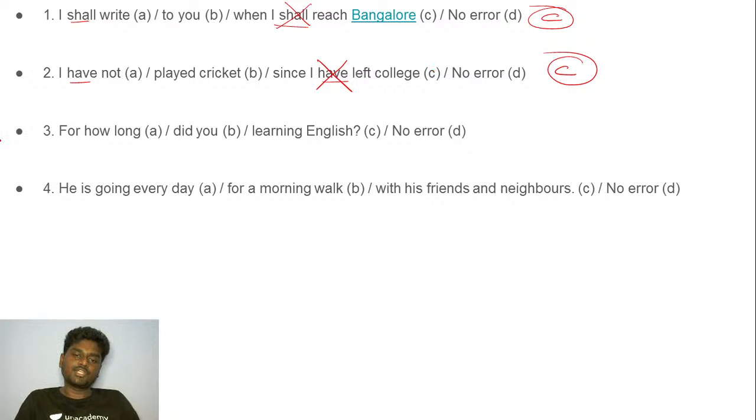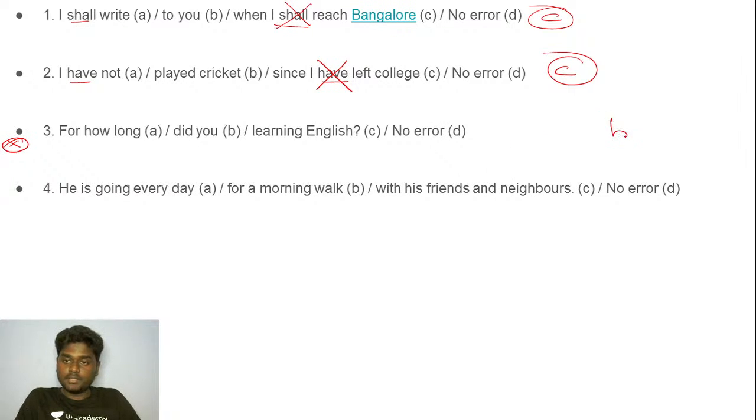For how long did you learn English? Is that the right way? This is one crucial part. This is one crucial way. Listen very carefully. A lot of people will be making a mistake here. They'll straightaway go for part C and fix it as the error. But ultimately, that's not the case here.